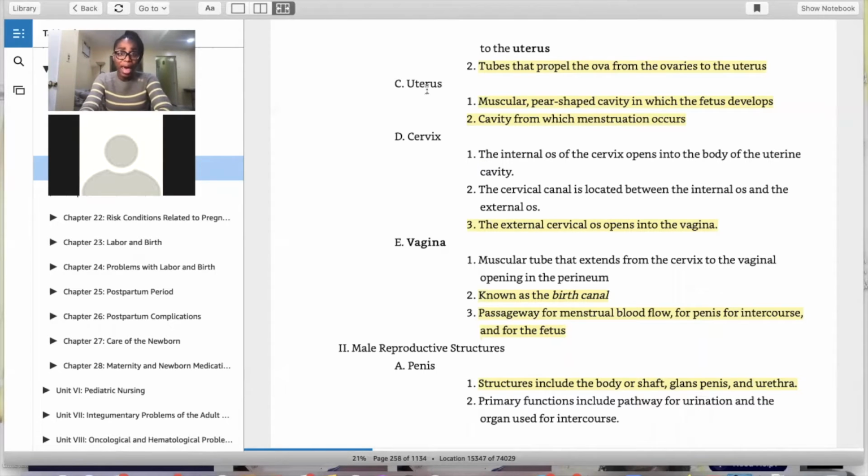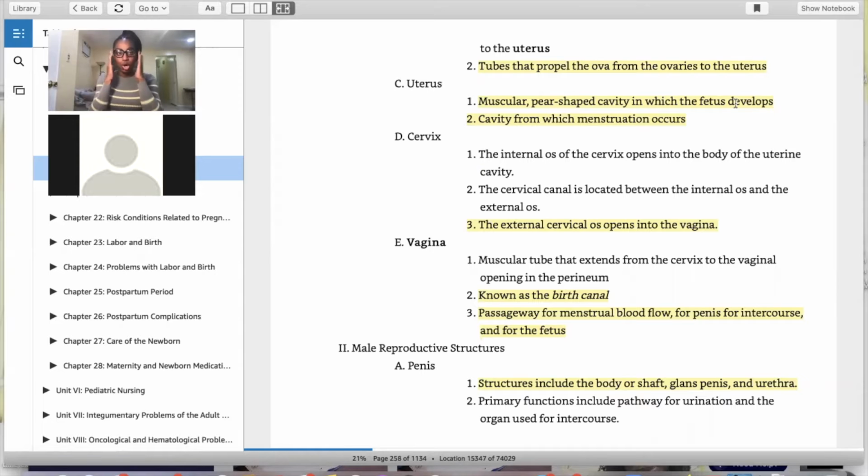Also, going back, we have the uterus, right, which is the muscular pear-shaped cavity in which the fetus develops, and from which menstruation occurs. So this is where the fetus develops, right? So that is where the placenta will be produced, will grow. That is where the baby is being fed. That is where it will mature.